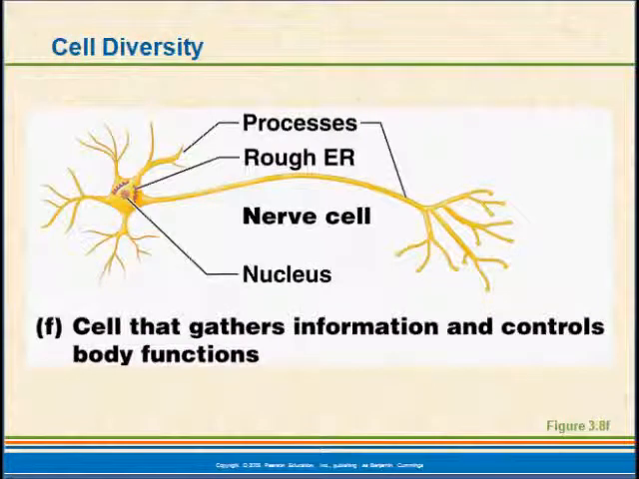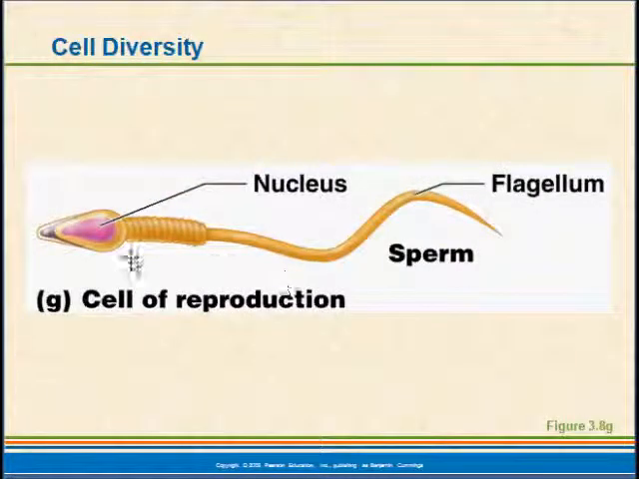We have nerve cells, and these nerve cells have lots of long processes, and their shape is maintained by that cytoskeleton. And the last, we talked about some of the materials. Some of the cells have a flagellum, and this is our sperm cell, and it is actually the smallest cell in the human body. The largest cell in the human body actually is the egg.